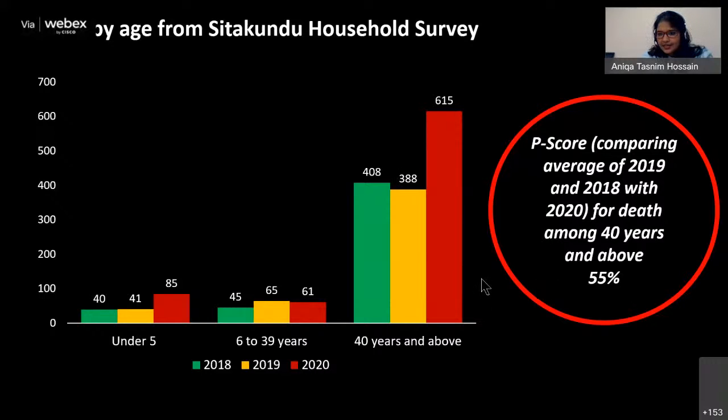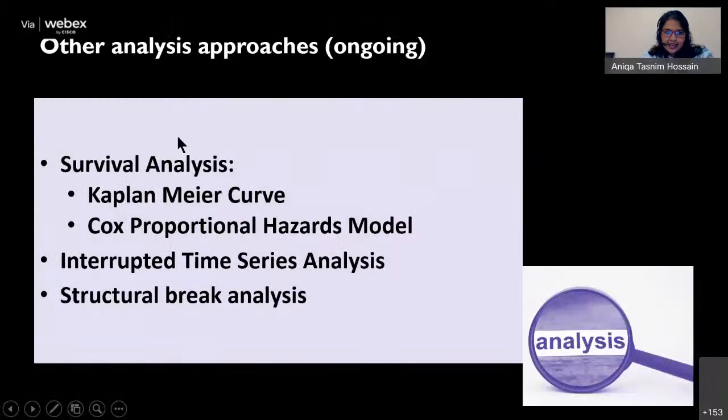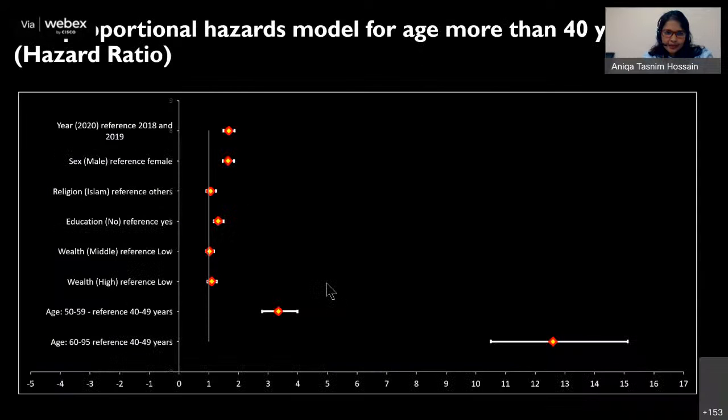So for sure, we are observing some level of excess mortality in the population of age greater than 40. And there are some bumps here as well in the lower age group, but we don't know what happened here, but we are figuring out the best way to interpret that. Our other approaches include survival analysis and time series analysis. These are ongoing analyses, and with time we would report on these data as well.